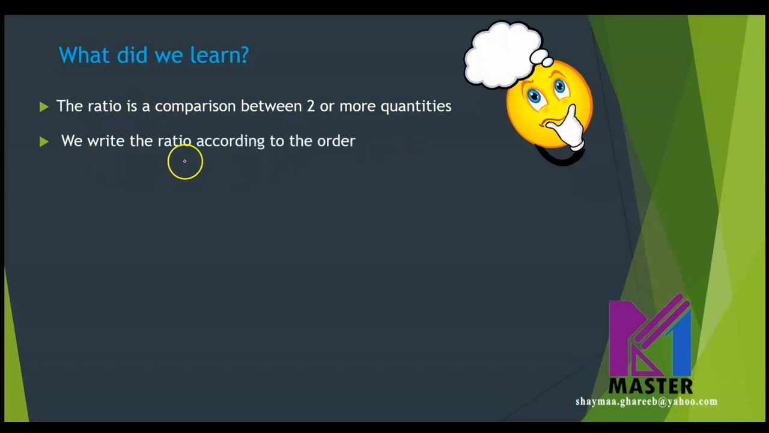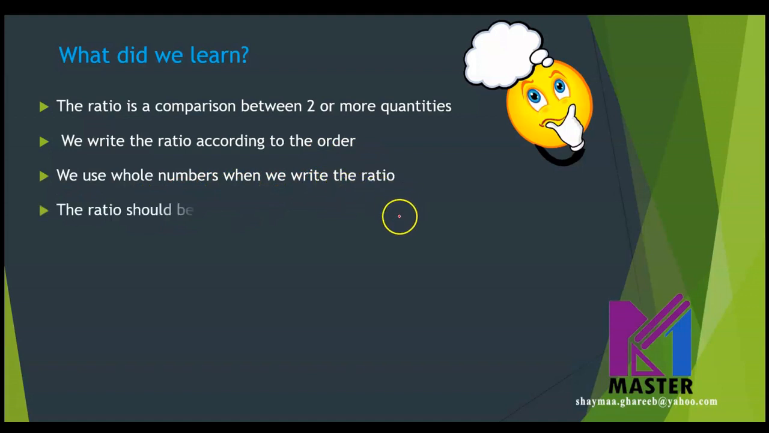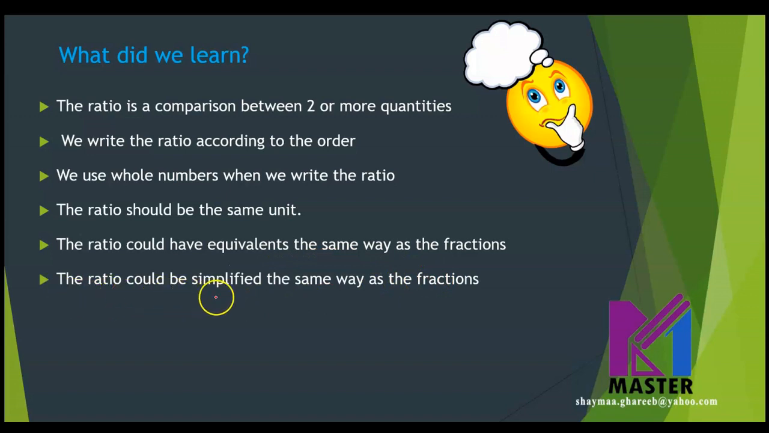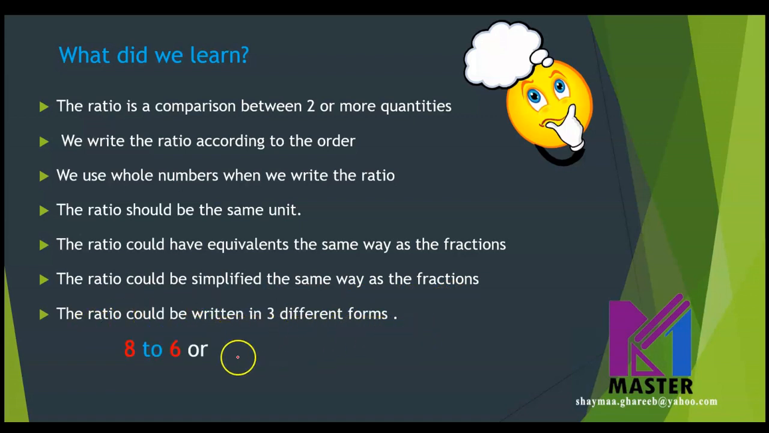Now let's sum up all we learned about ratio. The ratio is a comparison between two or more quantities. We write the ratio according to the order. We use whole numbers when we write the ratio. The ratio should have the same unit. The ratio could have equivalents the same way as fractions. The ratio could be simplified the same way as fractions. The ratio could be written in 3 different forms: using the word 'to', using the colon, or as a fraction.